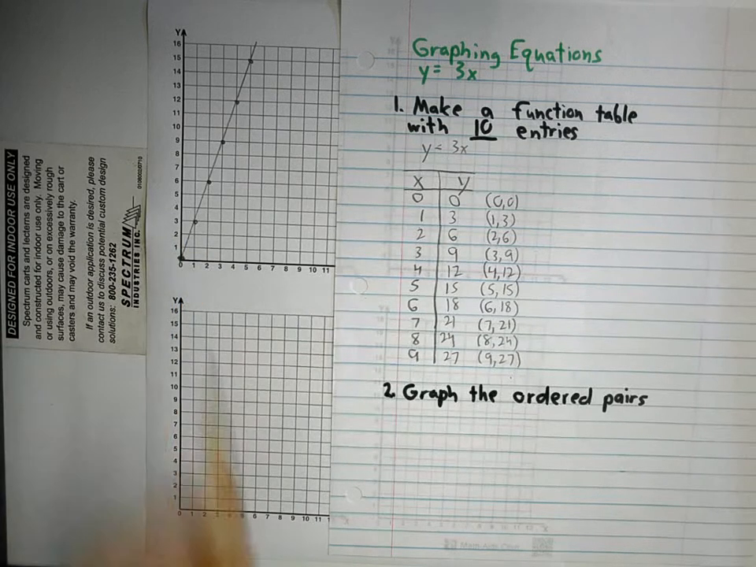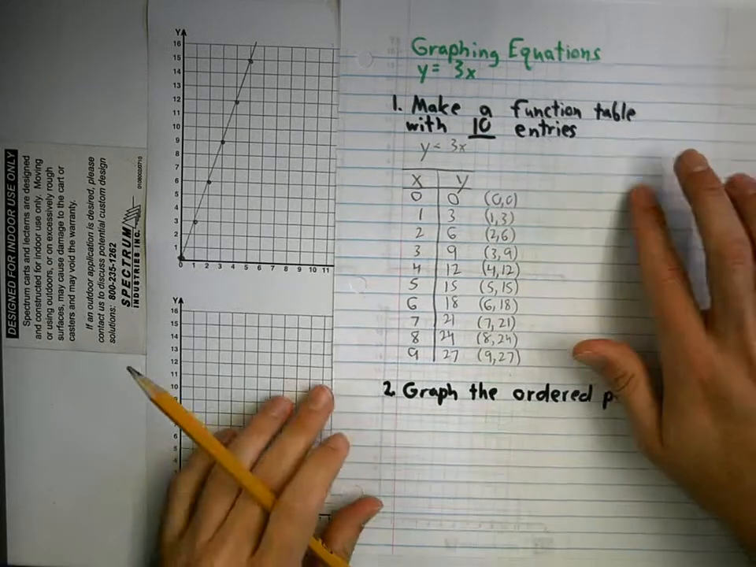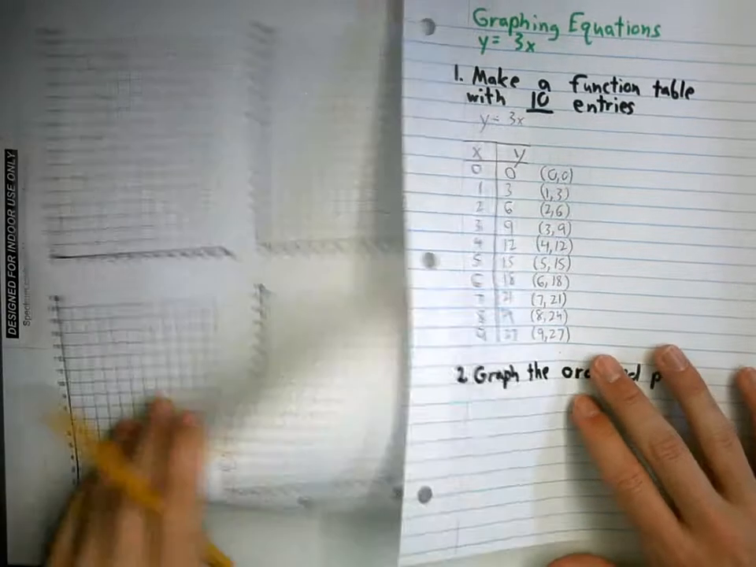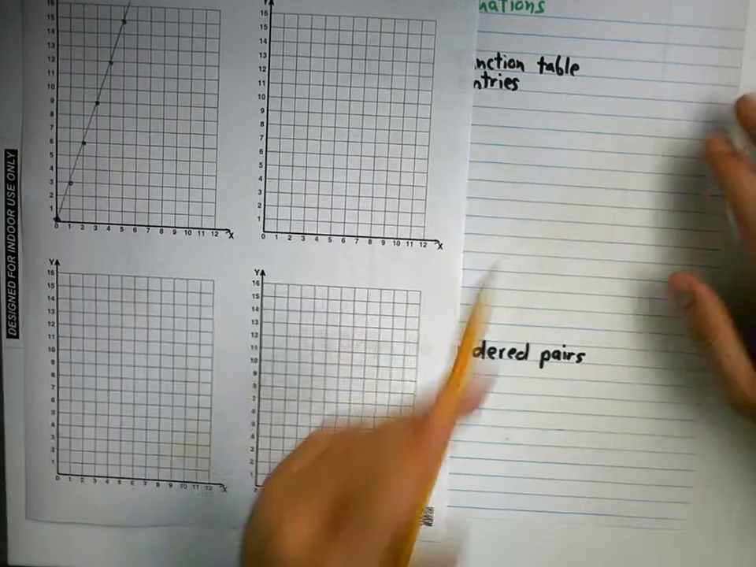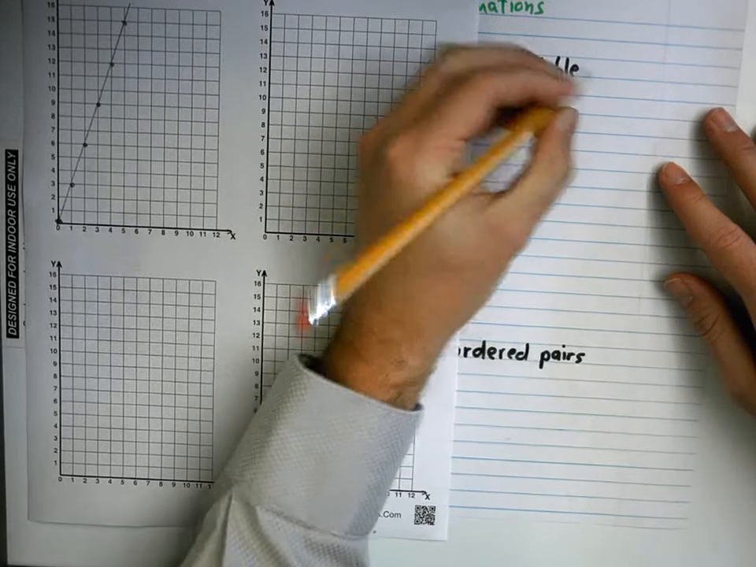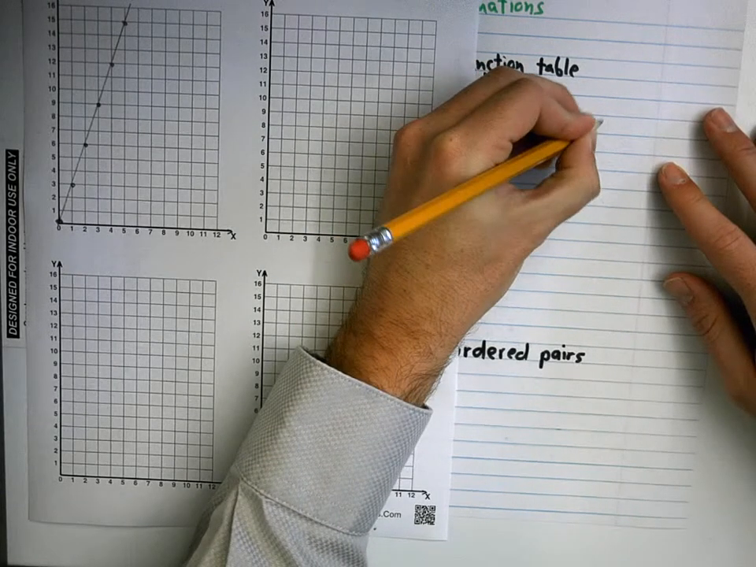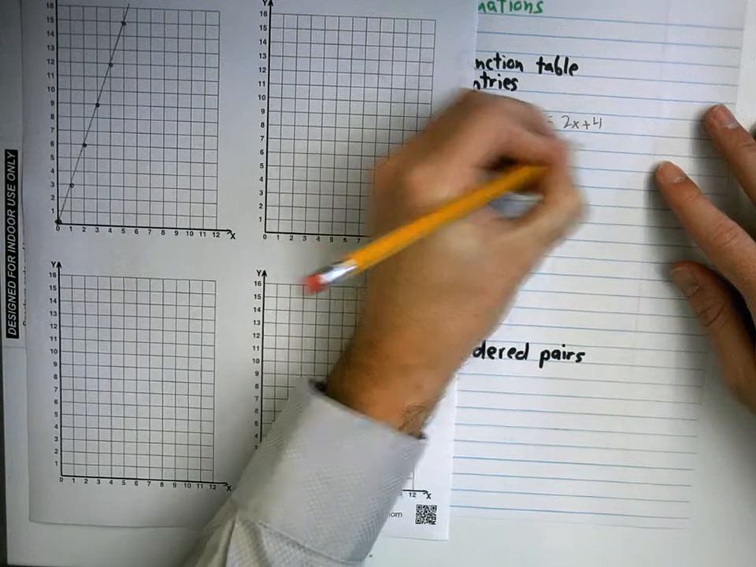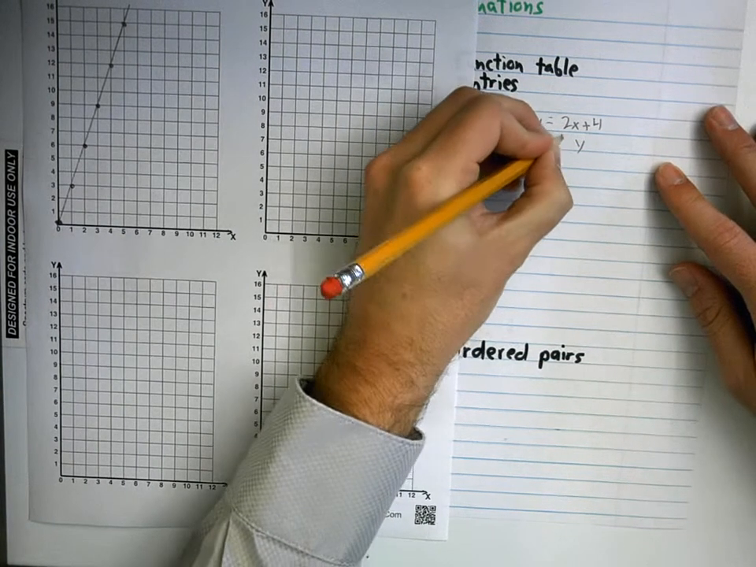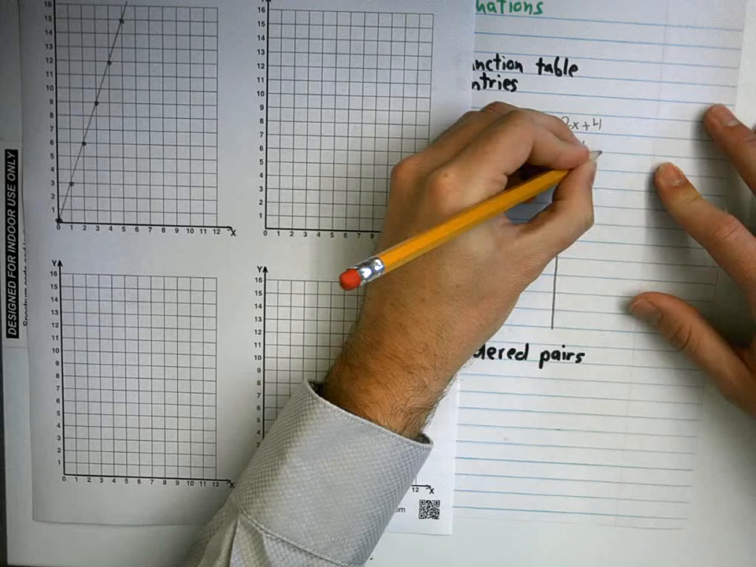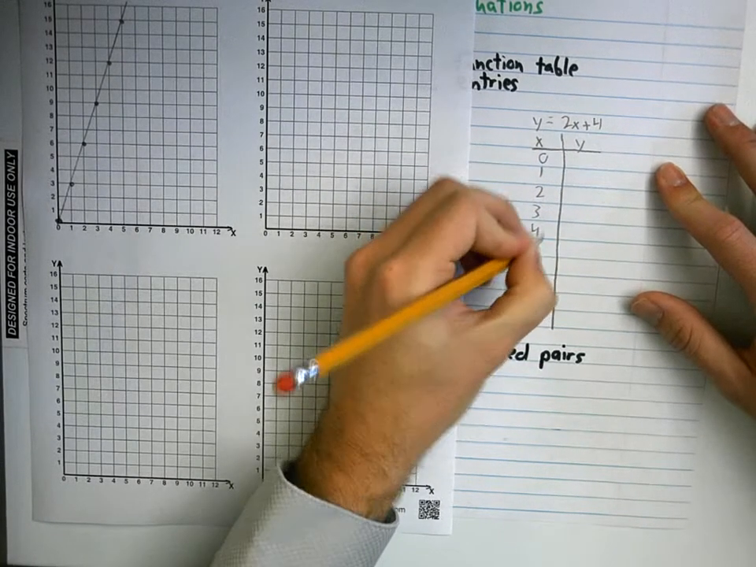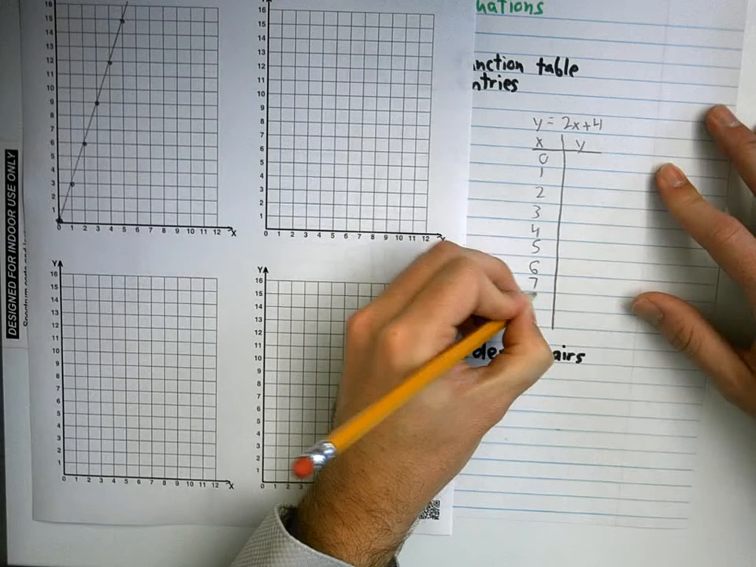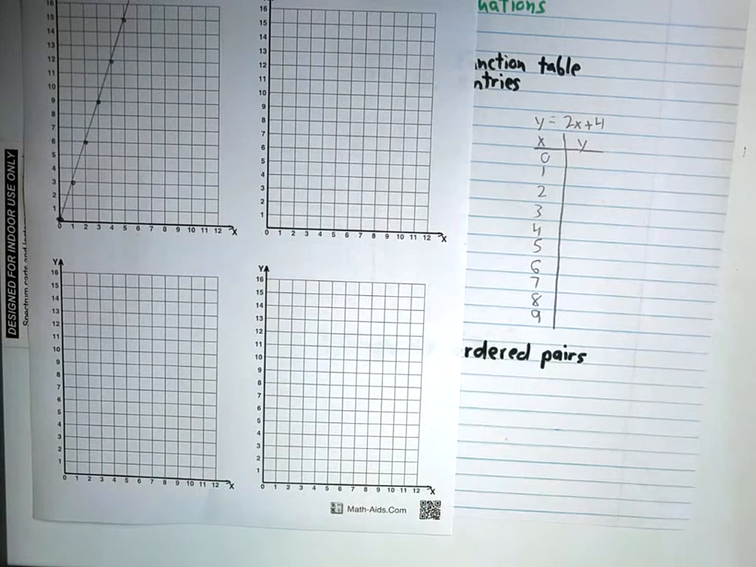Okay? Now, I'm going to get into a harder equation. A harder one. Put this graph over here. I'm going to make a new table. And my equation is going to be y equals 2x plus 4. X, y, and I'm going to make my 10 entries like before. 0, 1, 2, 3, 4, 5, 6, 7, 8, 9.